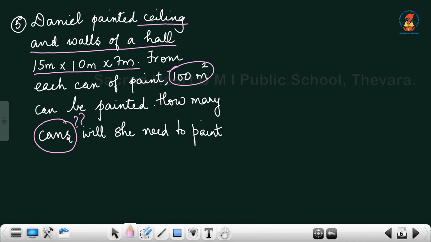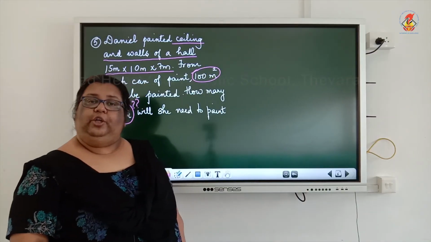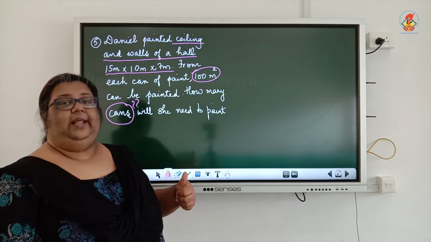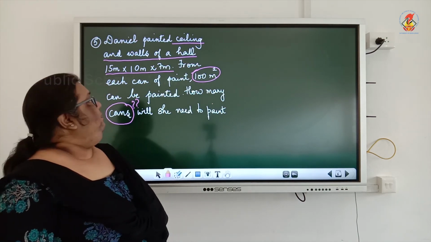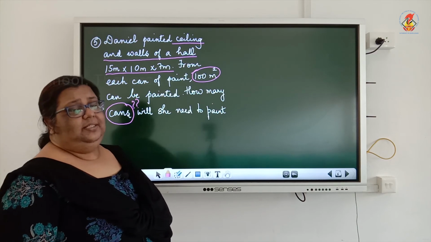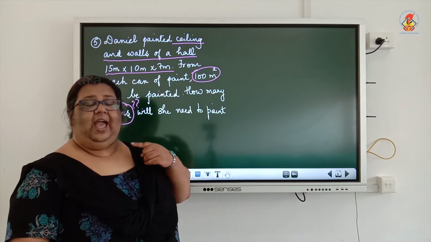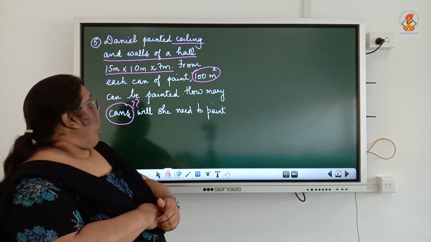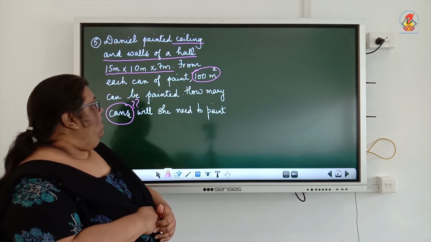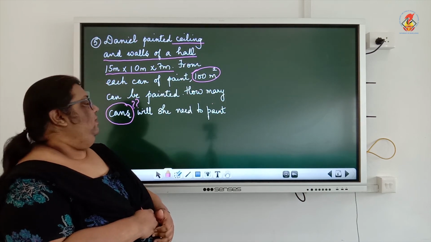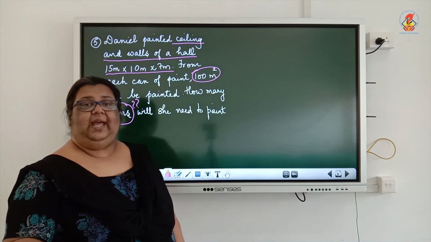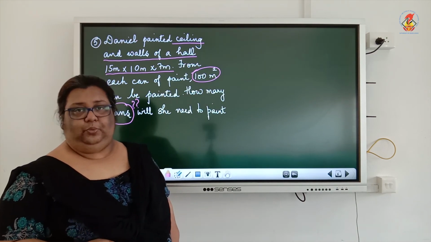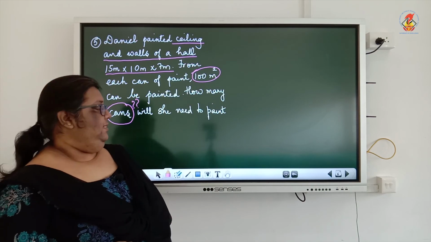So there is a hall. What is the shape of the hall? Cuboidal hall. How did we understand it is a cuboid? We got length, breadth and height. Then she painted the hall. Which all parts did she paint? Ceiling and the 4 walls only. Then it is said that from each can of paint, 100 meter square can be painted. If so, how many cans of paint did Daniel use to paint the room or the hall is our question.